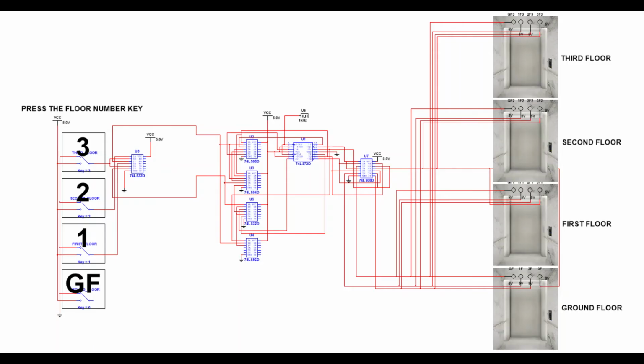Let's proceed with the circuit. Let the left side of this circuit represent the 4-2 encoder for any floor key destination, and let the right side of this circuit represent the controlled elevator. Consider key 0 as the ground floor, key 1 is the first floor, key 2 is the second floor, and key 3 is the third floor, which is all represented by the SPDT switches.